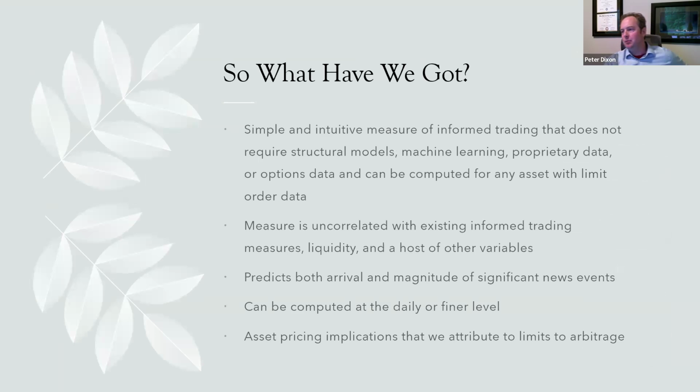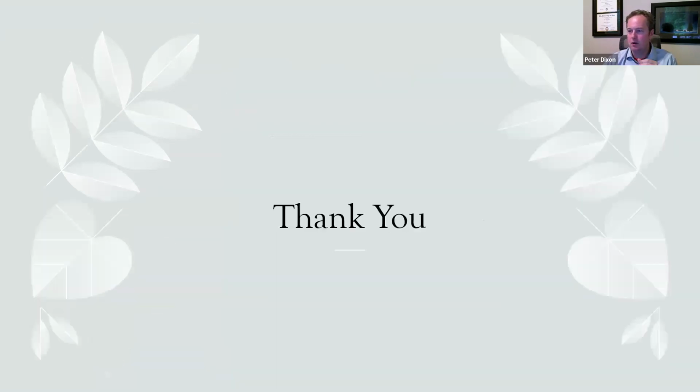So what have we got? A simple intuitive measure of informed trading that does not require structural models, machine learning, prop data, or options data, and can be computed for any asset with limit order data. It's uncorrelated with existing informed trading measures, liquidity, and a host of other variables. It predicts the arrival of significant news events and can be computed at a daily level. And I didn't do any of the asset pricing stuff because that's not core.